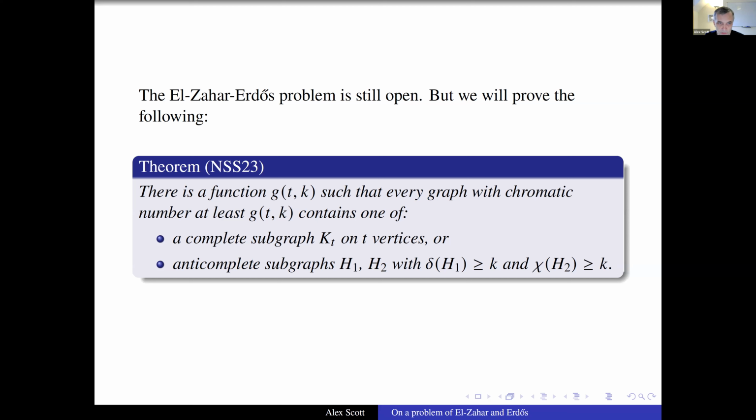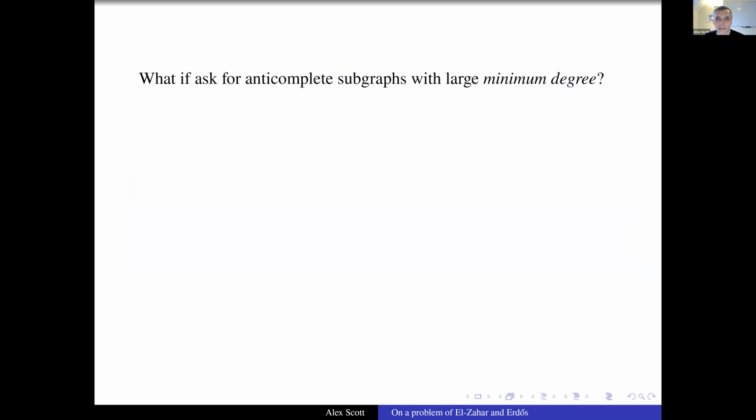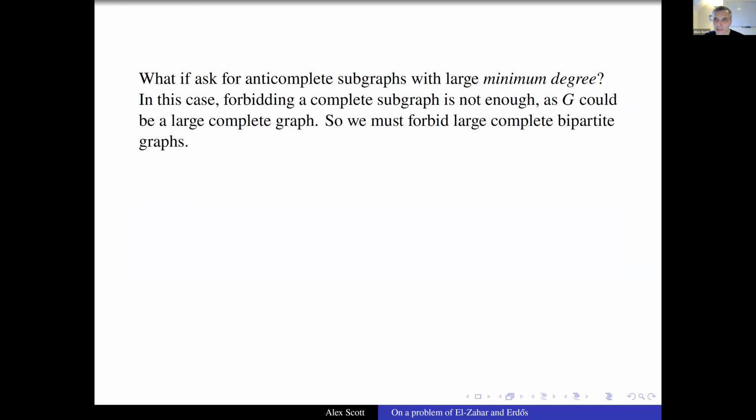Okay, so that's the first result, and then the other result that we proved. What if we just ask for two anti-complete subgraphs with large minimum degree? You'd hope you could weaken the conditions there, and just ask that if I've got large minimal degree, maybe I can find an anti-complete pair with large minimal degree. Forbidding a complete subgraph is not enough. G could be a large complete bipartite graph.